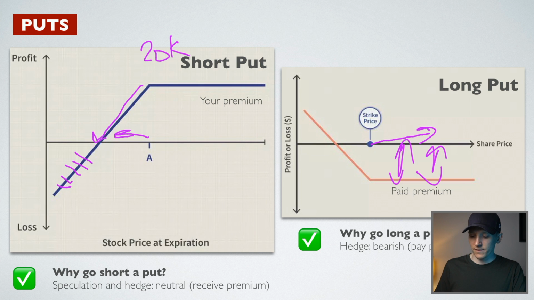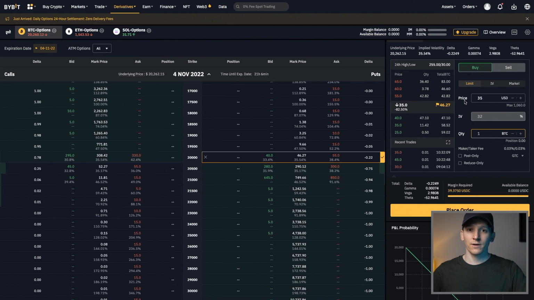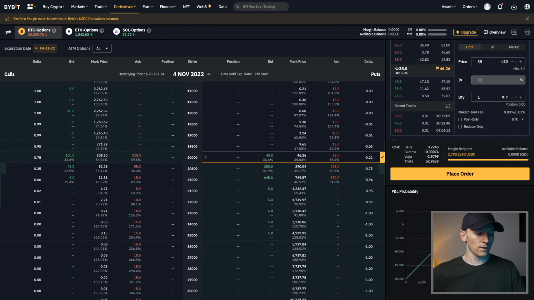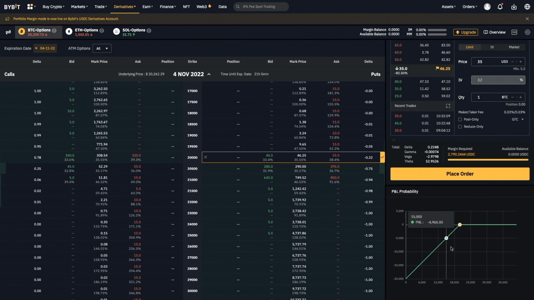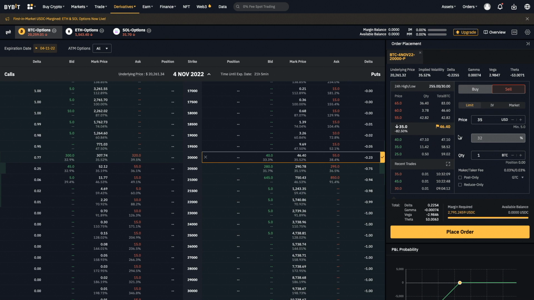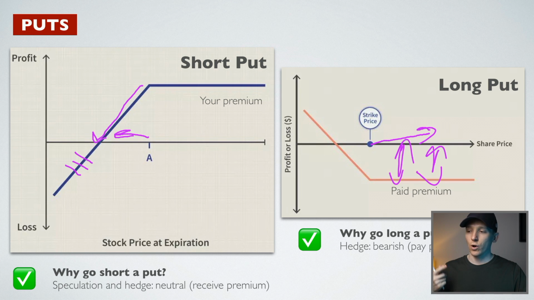So this is a visualization of those examples that I gave you earlier. And you can see it right on here as well. You can either buy or sell a put, buy or sell right here. You can see the P&L on Bybit anyway. You can see that very easily about how much you receive and how much your potential loss is, dependent on whether you're going long or short, either a call or a put.